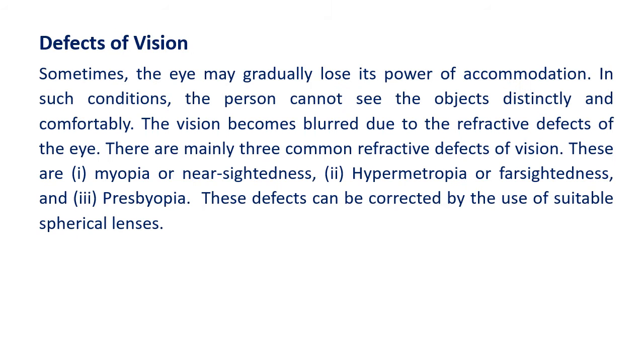But sometimes there are some defects of vision. The eye may gradually lose its power of accommodation. Now we see why this happens. If the eye loses the power of accommodation, the person cannot see the objects distinctly or clearly. The vision becomes blurred due to the refractive defects of the eye. What does refractive defects mean?